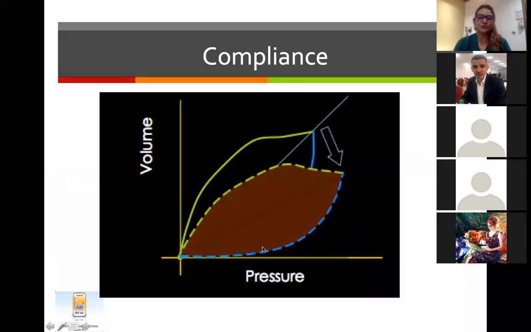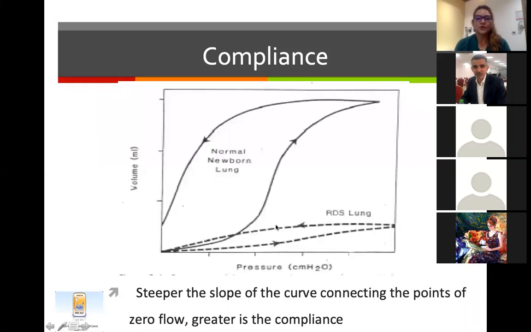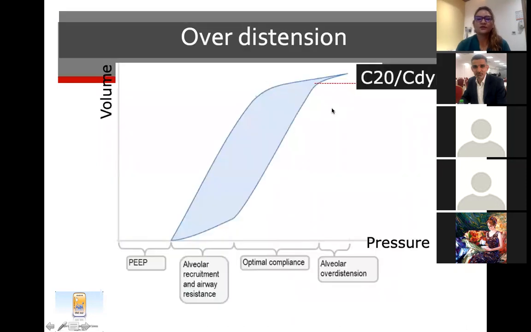Then compliance, how to see. If we have a steeper compliance like this, where we are joining from here to here, then if it is steeper, its compliance is better, which means that a little change in pressure is causing a lot of change in the volume. So if you have a horizontal compliance, it means it's poor. If we have a steeper one, it's getting better. This is how we can know.